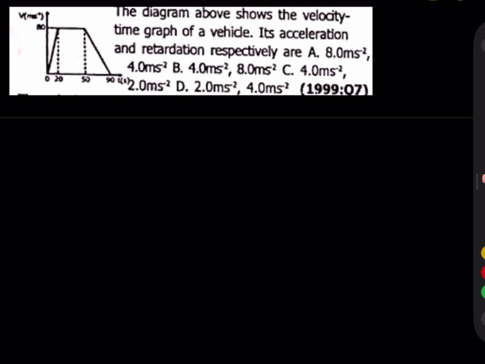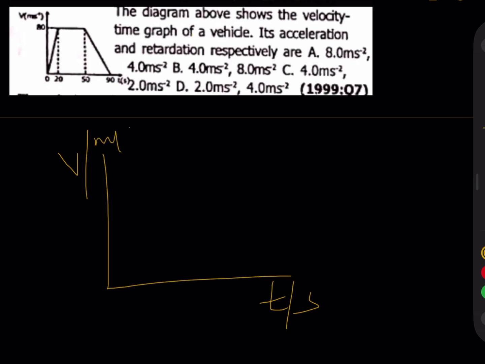So our question for today: the diagram above shows the velocity-time graph of a vehicle. We have the motion of the vehicle from time 0 up to 90 seconds. So this shows the motion of a vehicle. Now let me quickly interpret the graph. We have velocity against time, with time in seconds and velocity in meters per second. So now we are to interpret the question.